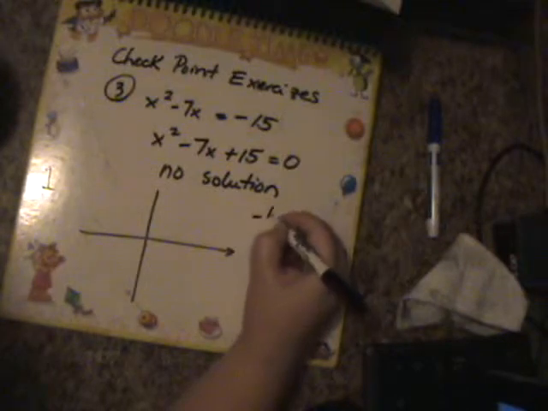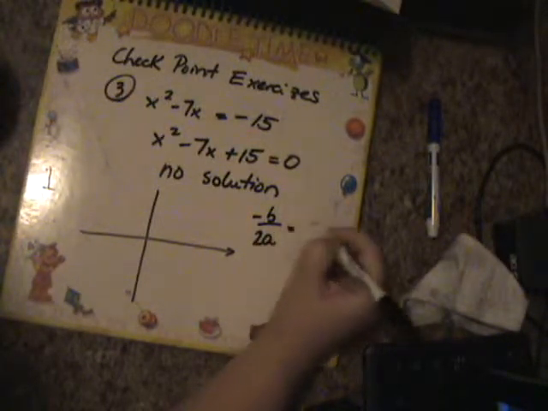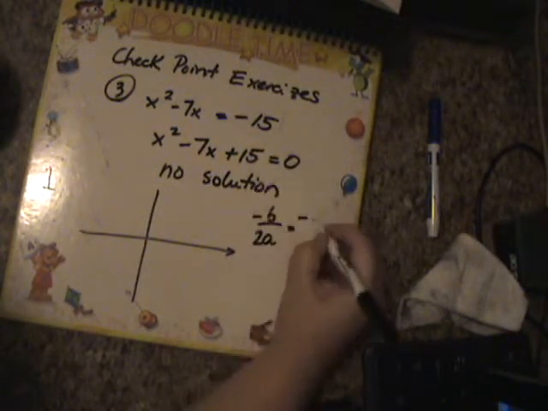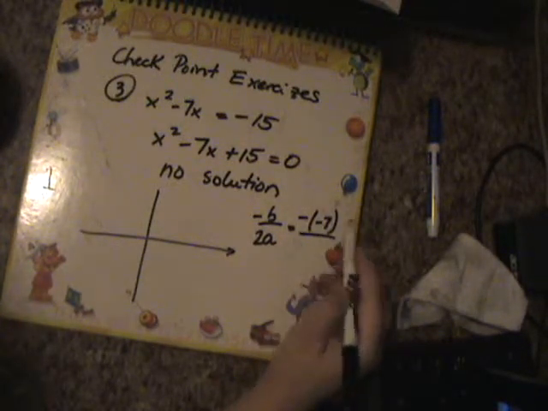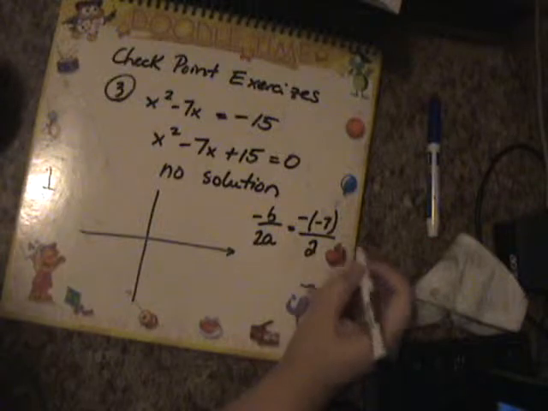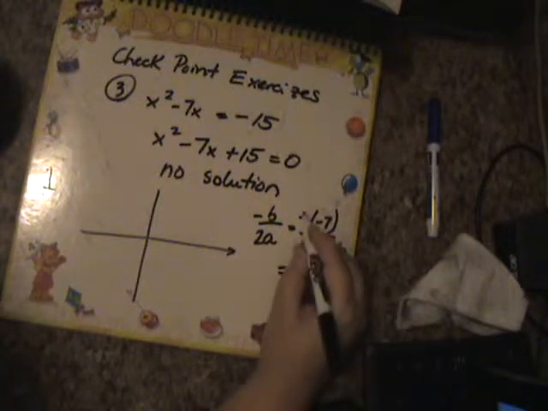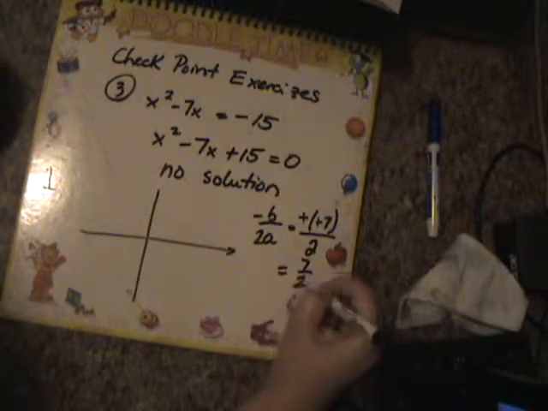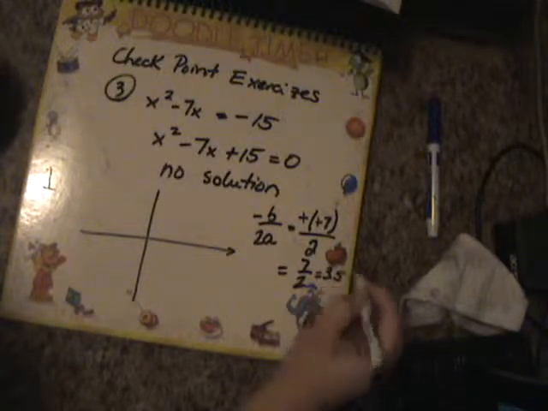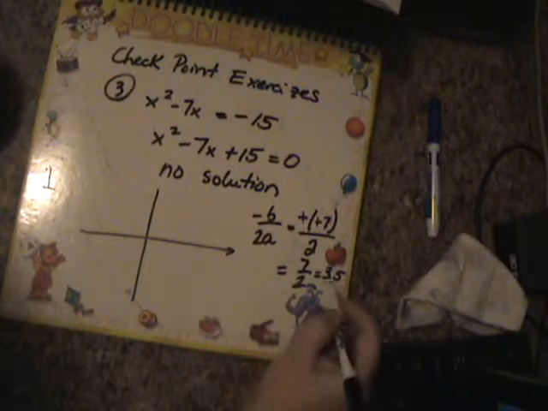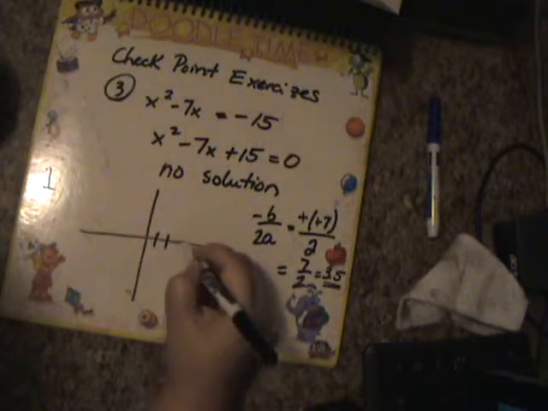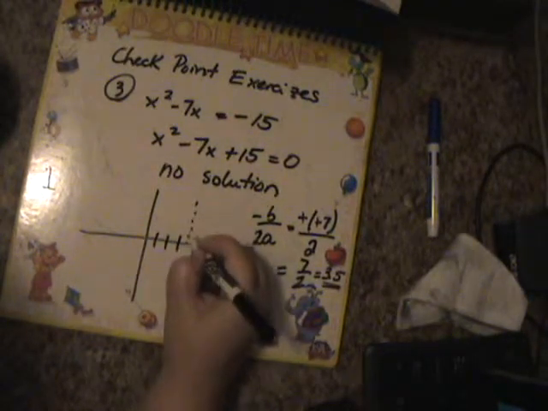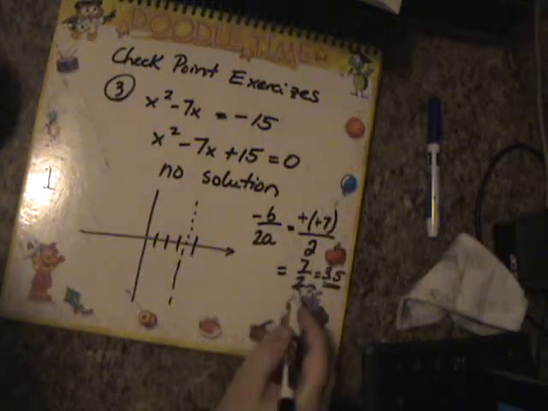And let's find negative b over 2a. So negative b is negative negative 7, that's 7, over 2a, which is 2. In this case, I get 7 halves, which is 3.5. So I know that the vertex is at about 3.5. So it's going to go in a positive direction.